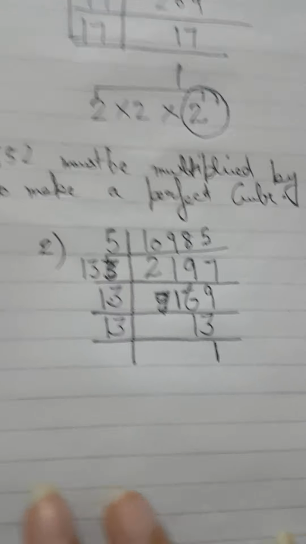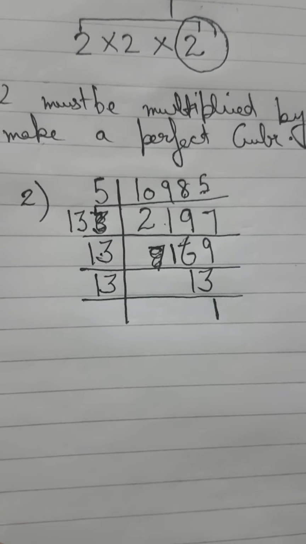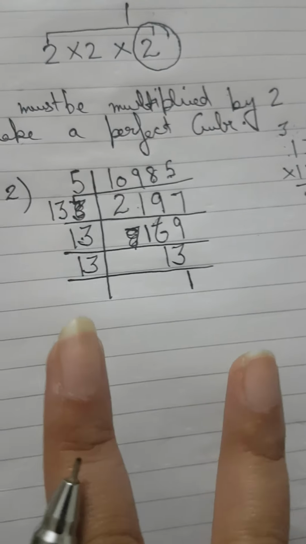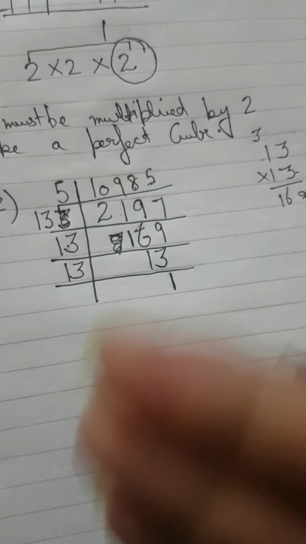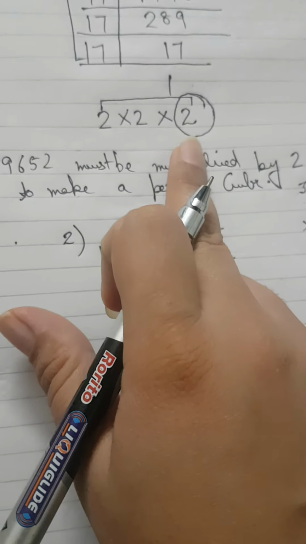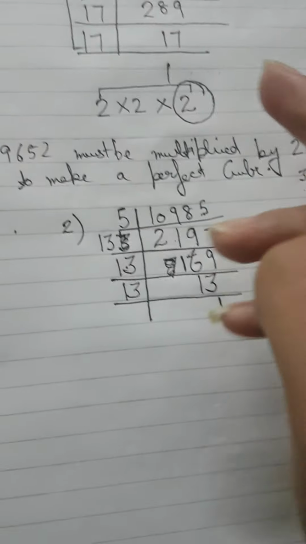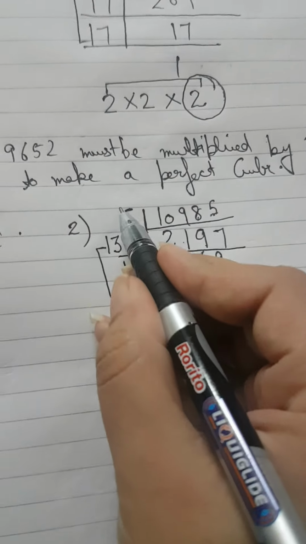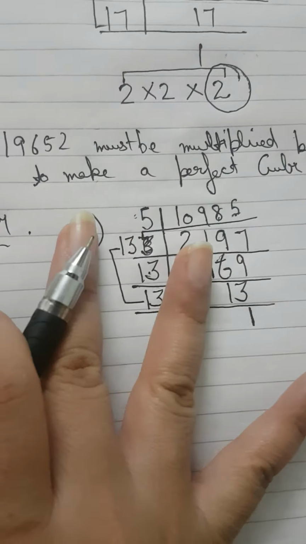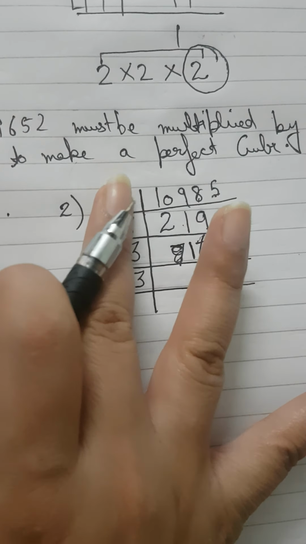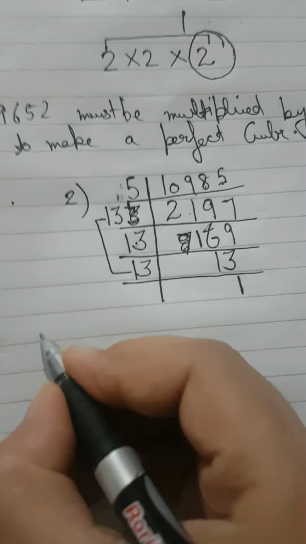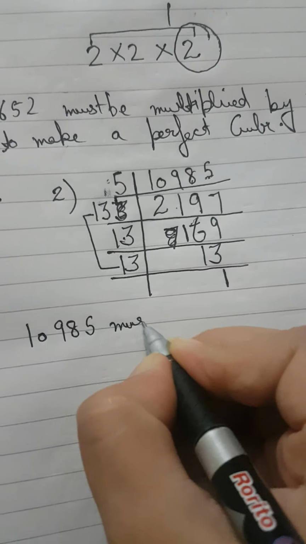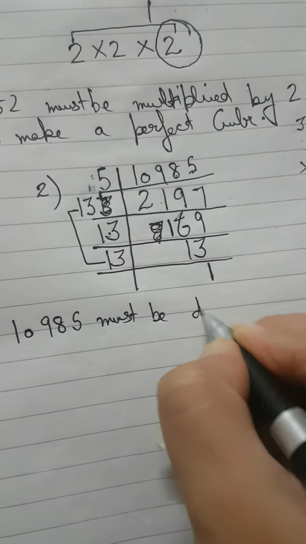Now the question was find the smallest number by which it should be divided. Keep one concept in mind: divide means something we need to reduce. So we will not multiply to increase; something we need to reduce. If I talk about the pair, 13 is forming a pair. This is the only number whose pair is not forming, so we will remove it. That means 10985 must be divided.